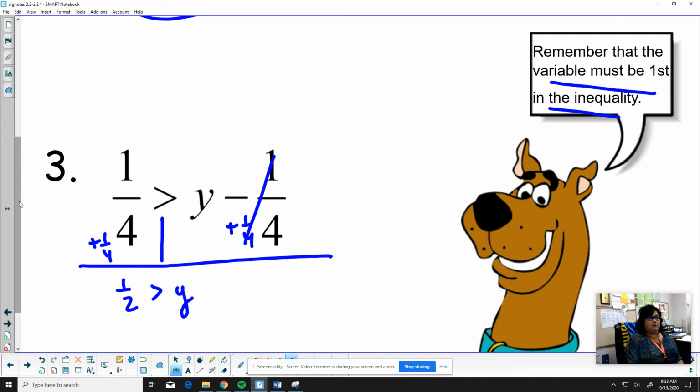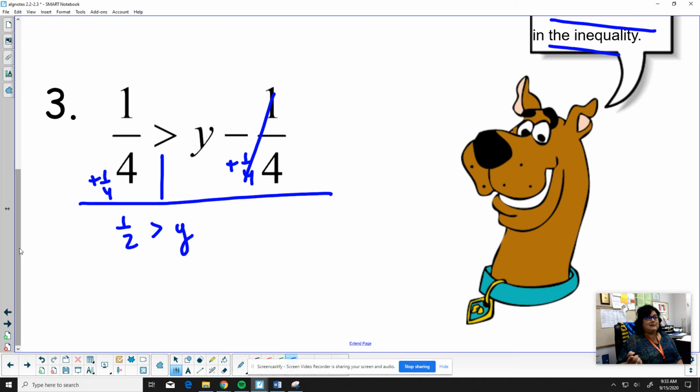Those are gone now. Okay, but the problem is that y is in the back, or to the right, in the inequality, so I have to flip it. So y and 1/2 change places, and greater than becomes less than. So this is my answer.